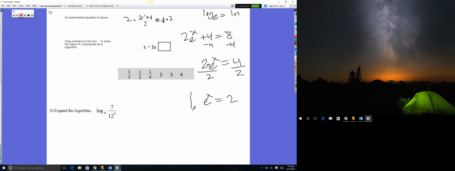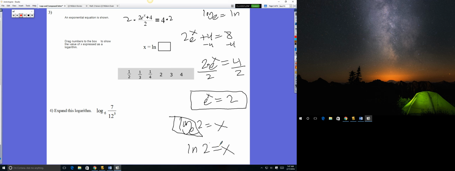Okay, now they want you to solve for x. They want you to get x by itself, and x is hanging out with a base of e, and the only way to undo a base is a log. So it should be log in base e of 2 equals x. And log in base e is the same thing as ln 2 equals x. And that is the same thing as this. So you just reverse the order. You put the x on this side and the ln 2 on this side. So 2 is the number that must be dragged and dropped into that empty box.